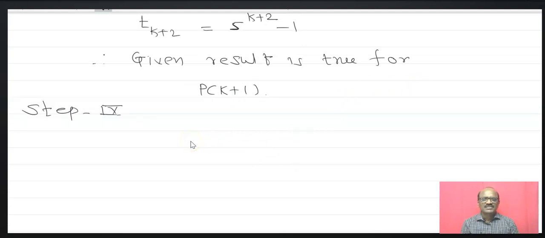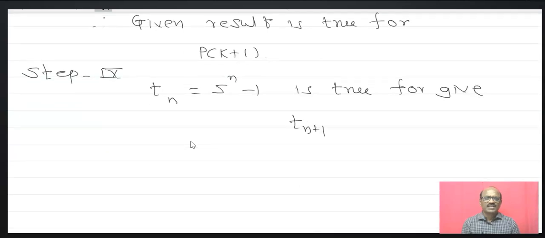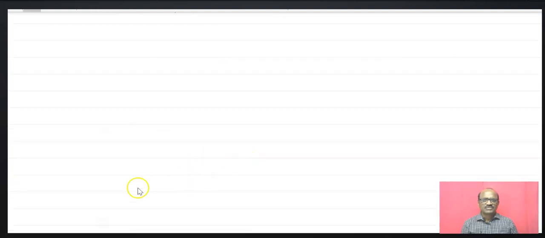And hence, again, by the principle of mathematical induction, t_n equals 5 raised to n minus 1 is true for t_{n+1} equals 5t_n plus 4 with t_1 equals 4. And hence, proved. Now the problem number 16.